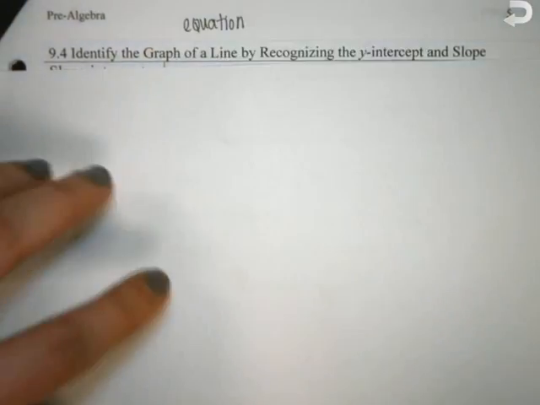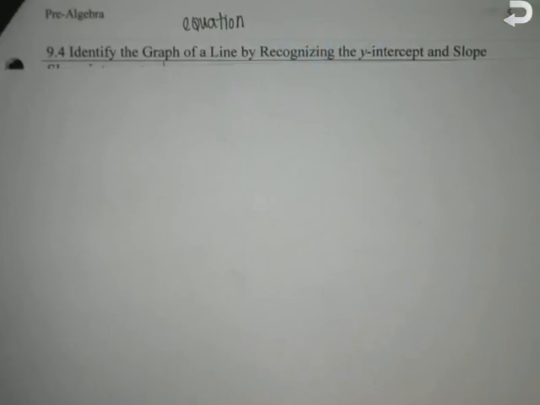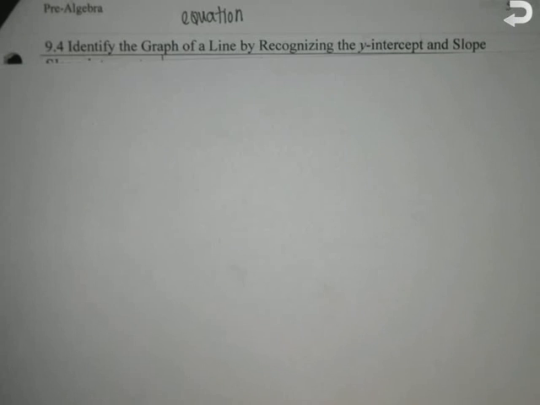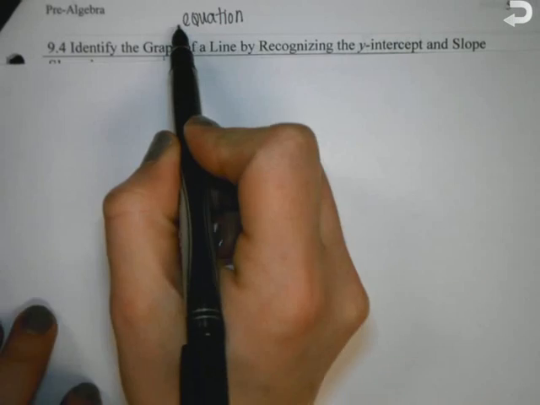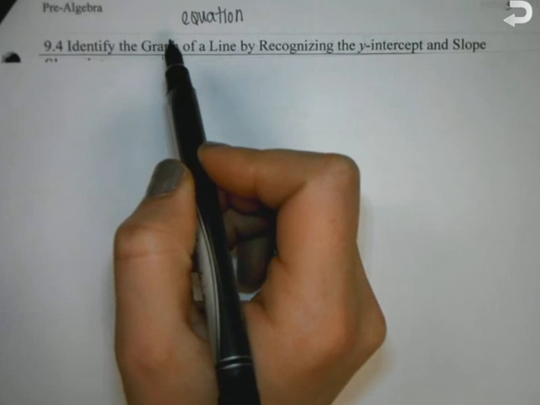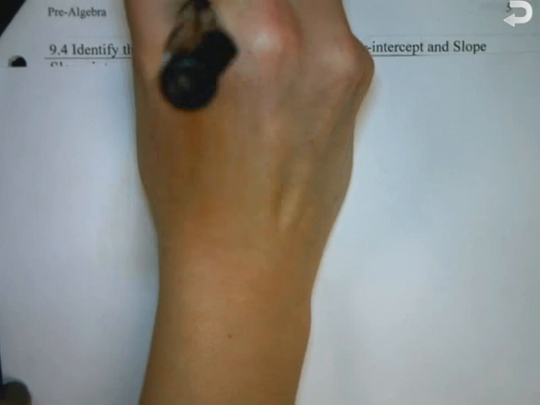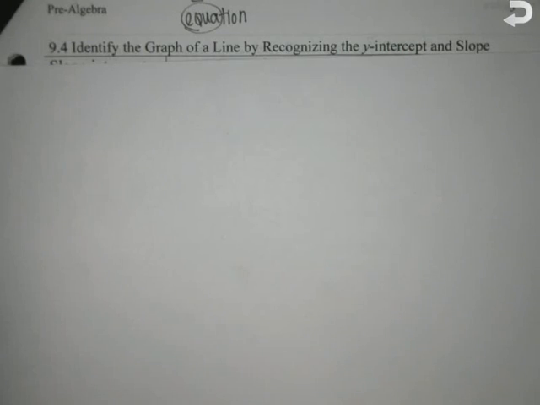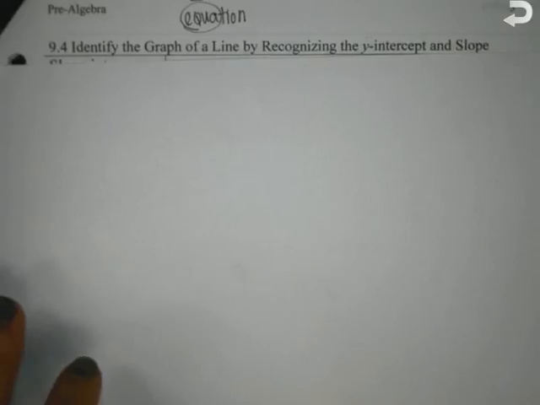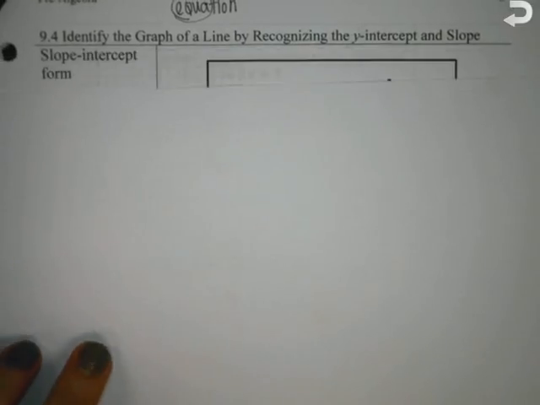Okay, what makes an equation different from just 2 points? What part of the word equation do you see in here? Equal, right? An equation has an equal sign. That's the difference between giving you an equation and giving you just 2 points. Okay, there is going to be an equal sign.